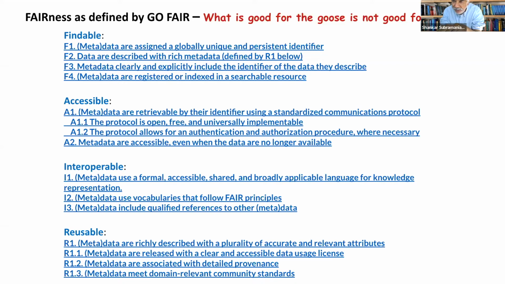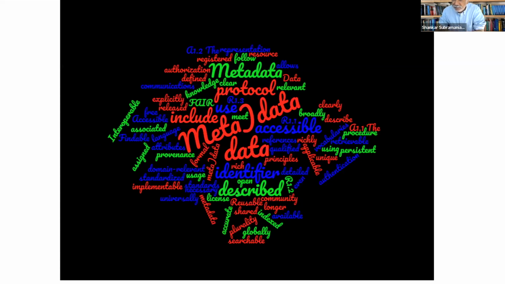I just asked a simple question: how many times does metadata occur across these categories that GO FAIR defines as being required? I did a word count of the occurrence of metadata in each of these categories of findable, accessible, interoperable, and reusable. The next slide gives you the number of times metadata occurs. You can see that metadata is the most dominant word in this entire set of documents. And I'm going to explain to you why it is so important. Without metadata, data can become irrelevant. And this is what I want to point out to you in the next few slides.